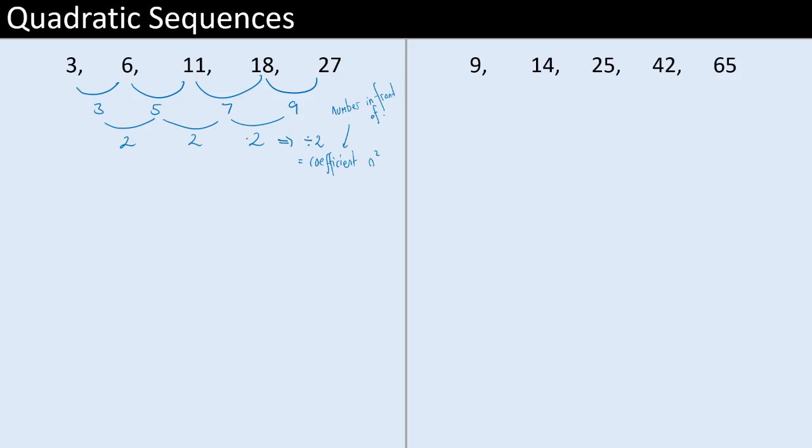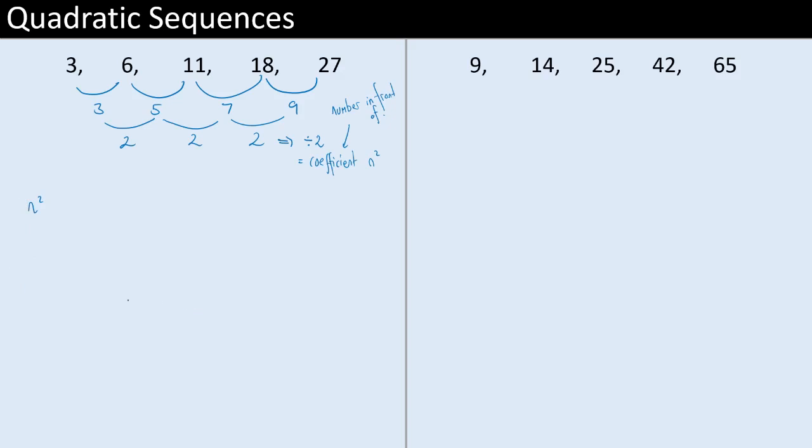So if I take this number here and divide it by 2, I get the number in front of x squared. 2 divided by 2 is 1, so I end up with 1n squared, which we don't need that 1 there, so let's get rid of that.